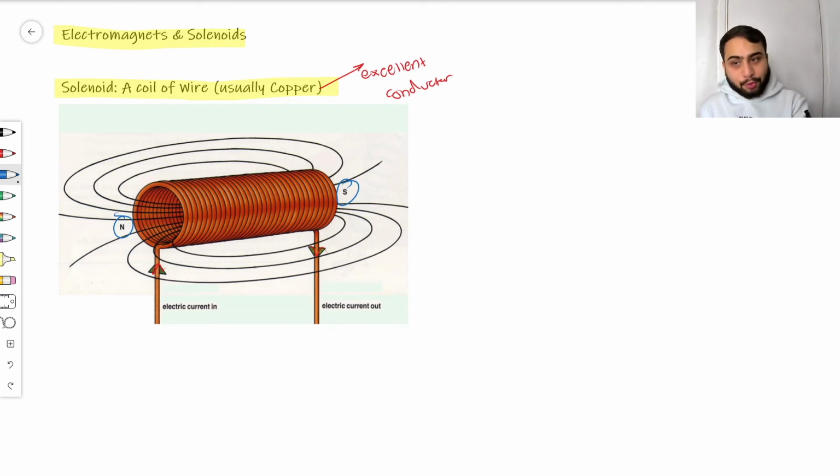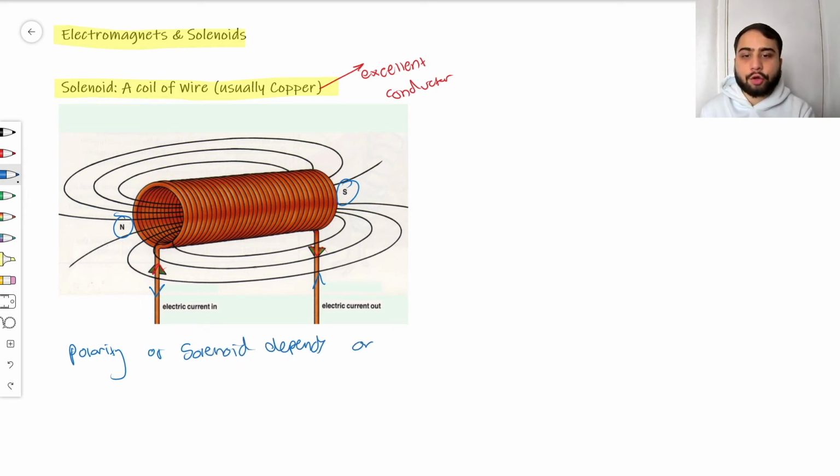And also a very important thing is that if we were to reverse the polarity of the current, so if we were to say electric current out here and in there, these north and south poles would also flip, right? The polarity of the electromagnet, polarity of what? We're talking about solenoid right now. We'll move on to electromagnet soon. Polarity of solenoid depends on current flow. Okay, so where we have current in, that will be your north pole. Where we have current going out, that will be our south pole.